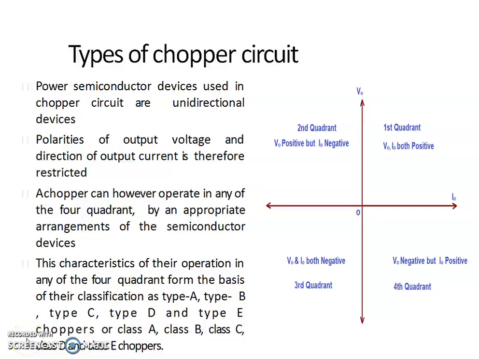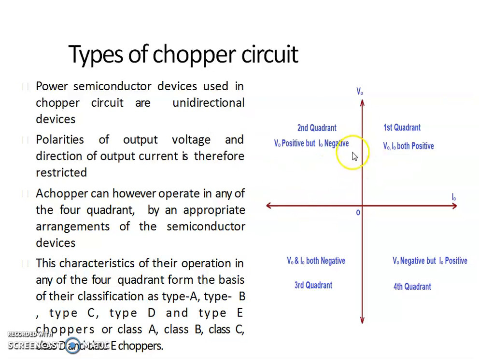In the previous lecture we discussed the classification of choppers based on the quadrant of operation. If a chopper gives first quadrant operation, where the output voltage and current, that is the average output voltage and current, are positive, that type of chopper is known as class A chopper, type A chopper or first quadrant chopper. If a chopper gives second quadrant operation, that is voltage is positive and current is negative, that type of chopper is known as type B chopper, class B chopper or second quadrant chopper.